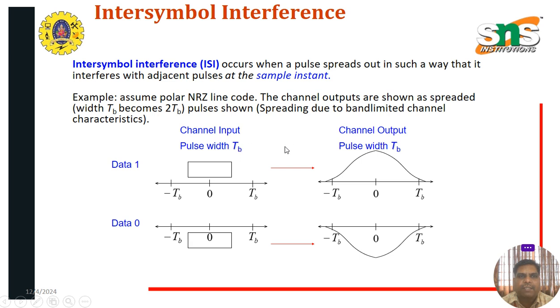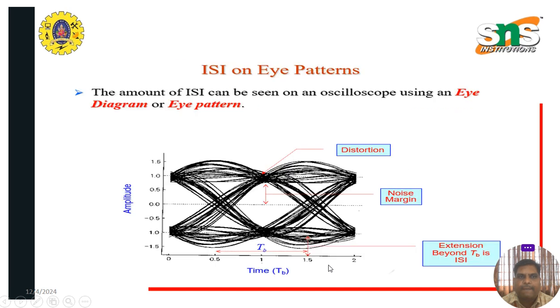The channel outputs are shown as spread, with the time period TB becoming 2B pulses shown. For example, if you see this data 1, it is on the upper side, and data 0 is on the lower side. So it takes the time period of pulse TB. 1 means upper side, 0 means lower side.